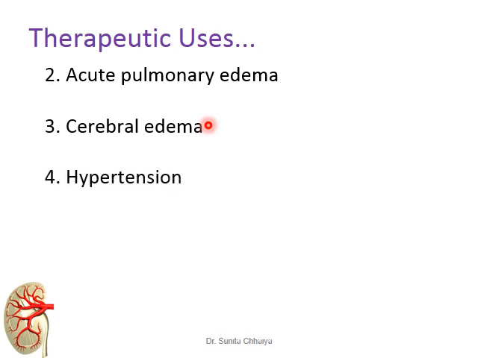Then for the treatment of hypertension, if hypertension is associated with a renal condition, or specifically in case of an emergency condition, if furosemide is administered, within a short period of time blood pressure is under control. For routine prophylaxis of hypertension, thiazide diuretics are more preferred, and furosemide is for emergency conditions.